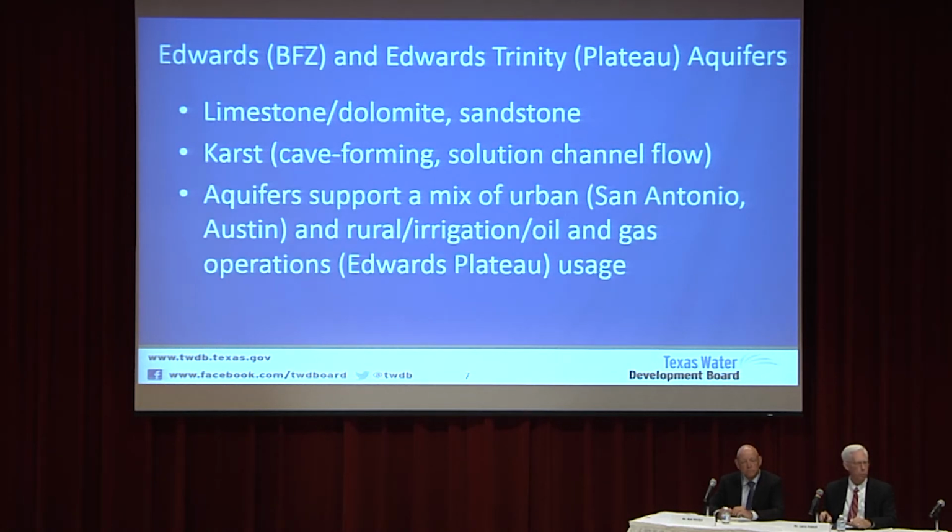These aquifers also support a very diverse mix of usage. For a long time, the city of San Antonio depended entirely on the Edwards Balcones Fault Zone aquifer, and still does to a large degree. So it supports a good portion of the Austin area and many of the growing cities along the Austin, San Antonio, and westward corridors. Then when you move inland and upwards into the Edwards Plateau, you have much less population, but there's a lot more usage of groundwater for irrigation purposes.